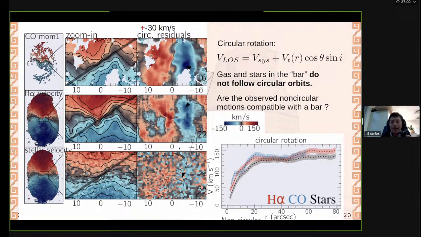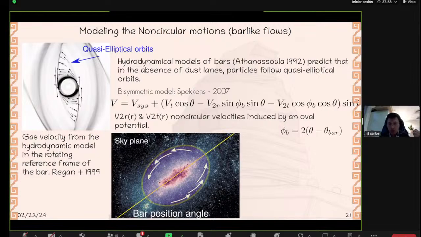That is, the bar potential or the bar distortion is observed simultaneously in three different phases: molecular, ionized, and stellar velocity. And here I show you the circular rotation curves obtained with the XS tool. More or less, the three rotation curves share the same profile. The most commonly adopted non-circular motion model is the one proposed by Spekkens in 2007, which is intended to describe the elliptical orbits induced by the bar.